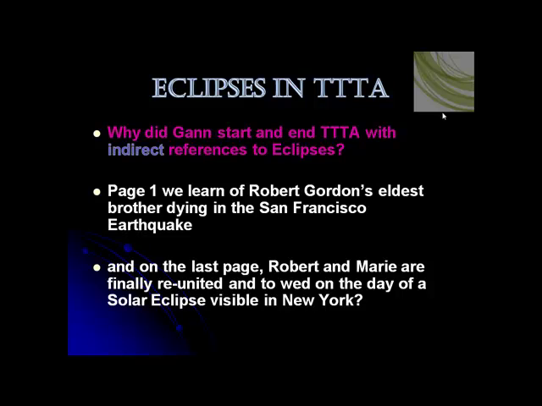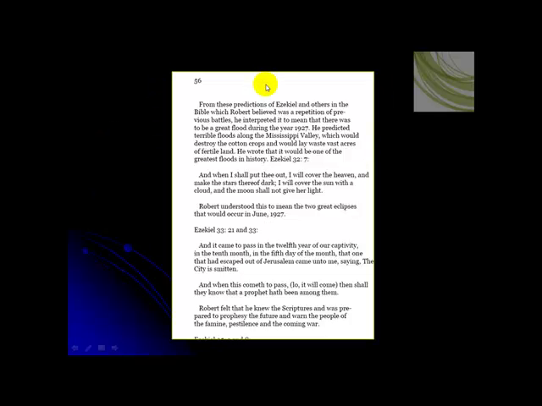Now, let's have a look. Page 56 in Tunnel Through the Air is a page where Gann mentions eclipses directly. If you read that page, hopefully you have got a copy of Tunnel Through the Air. You can get it from W.D. Gann. Now listen, look at this. He says, Robert understood this to mean that 2 great eclipses would occur in June 1927. So he's got a passage from the Bible, from Ezekiel, where he predicted terrible flooding on the Mississippi Valley.